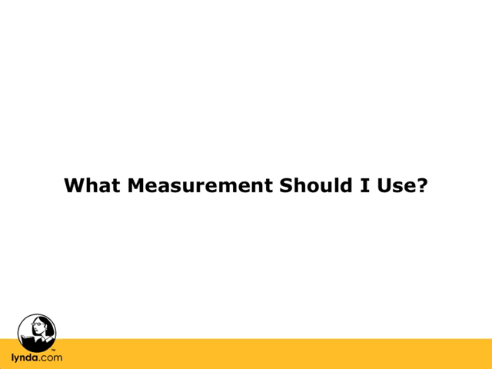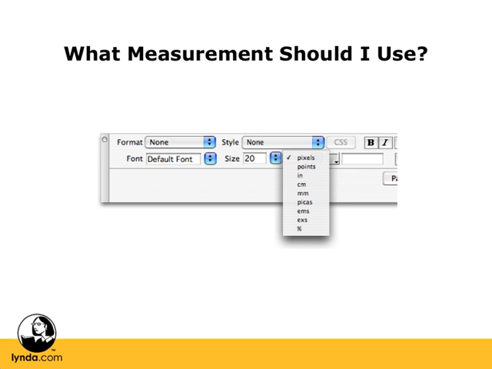As we set the size of text in the previous movie and in earlier movies, you might have noticed that Dreamweaver gives you lots of options in terms of units of measure for text. You can see we have pixels, points, inches, centimeters, picas, and so on. But if you're like most people, you'll probably use one or two of these measurements on a daily basis, but the rest of them you'll probably never use at all. In this movie, I want to give you a brief overview of these different units.